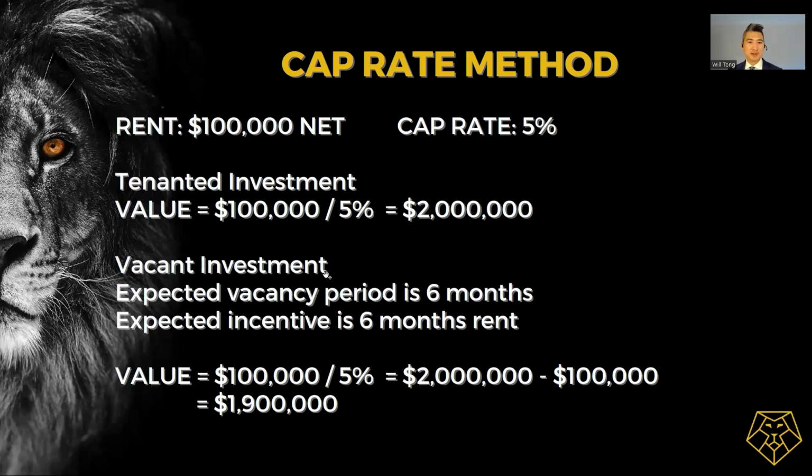To determine the fair value of the property, you would do the cap rate calculation, assuming the property is fully let at $100,000 per annum, divided by the cap rate, which equates to $2 million, minus your expected cost to rent the property out, which is $100,000. So the fair value of the property is more likely to be $1.9 million, because you're taking out the potential vacancy and incentive.